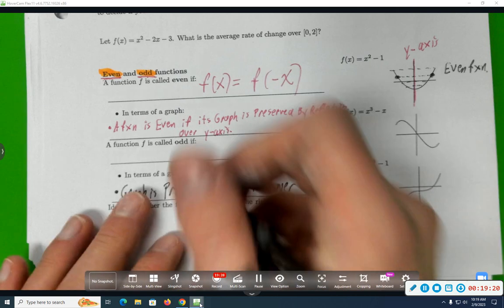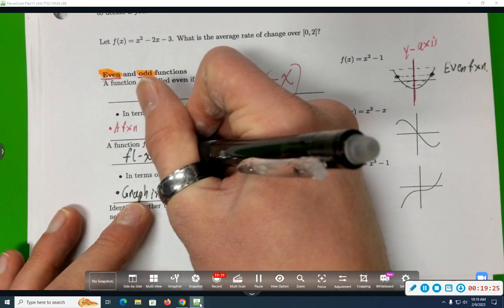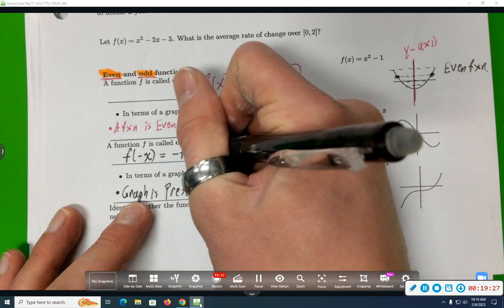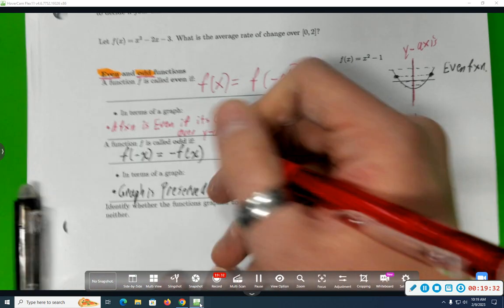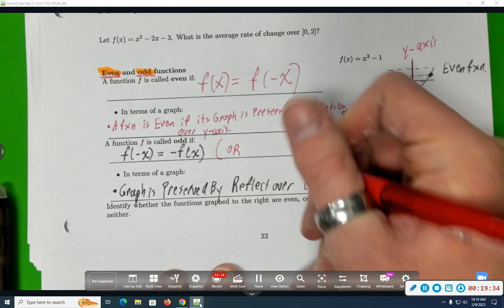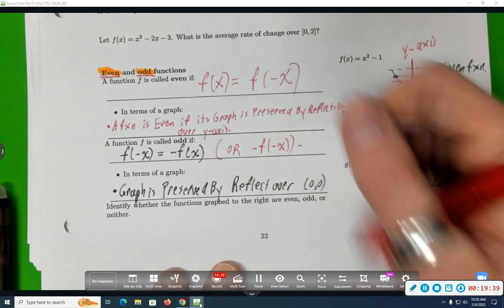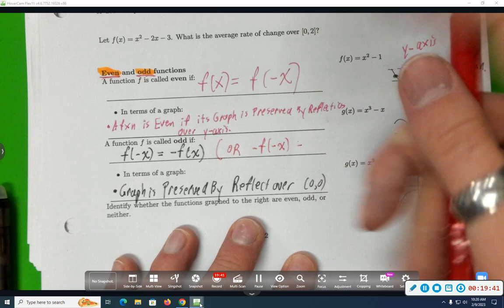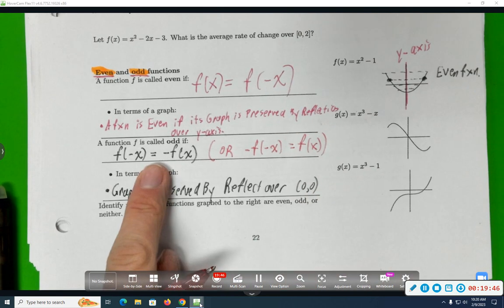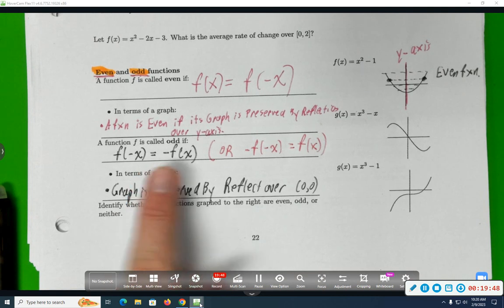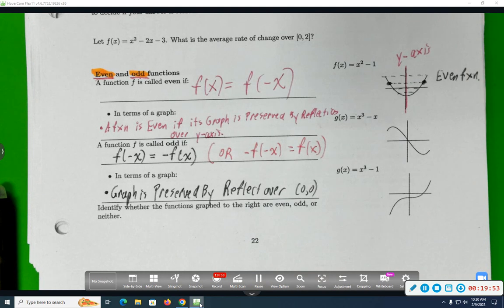So a function is called odd if f of negative x is the same as negative f of x. I'll write it in a different way, which hopefully is pretty obviously the same: negative f of negative x equals f of x. You can take that equation and multiply both sides by negative 1 and you get this equation. Different ones will be useful at different times.